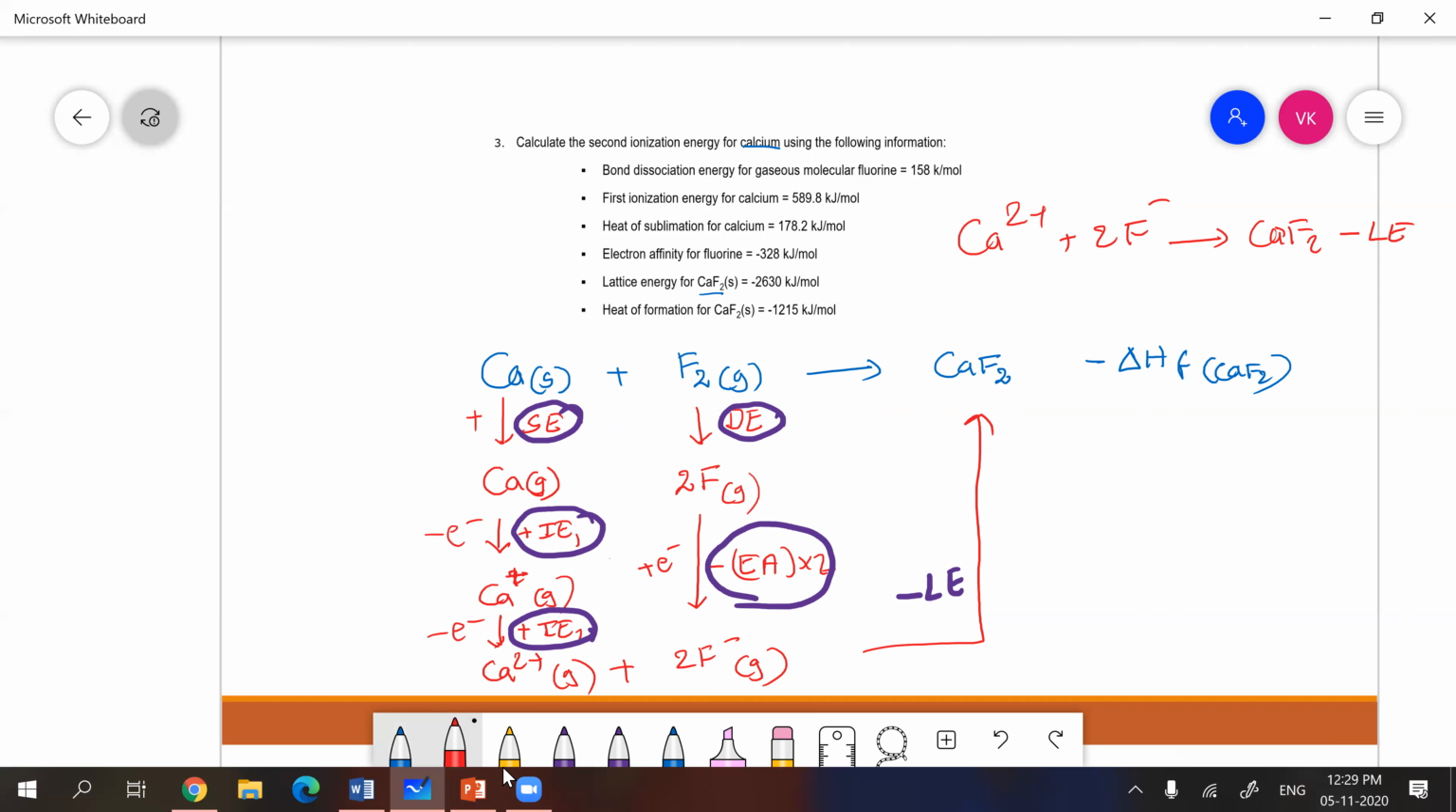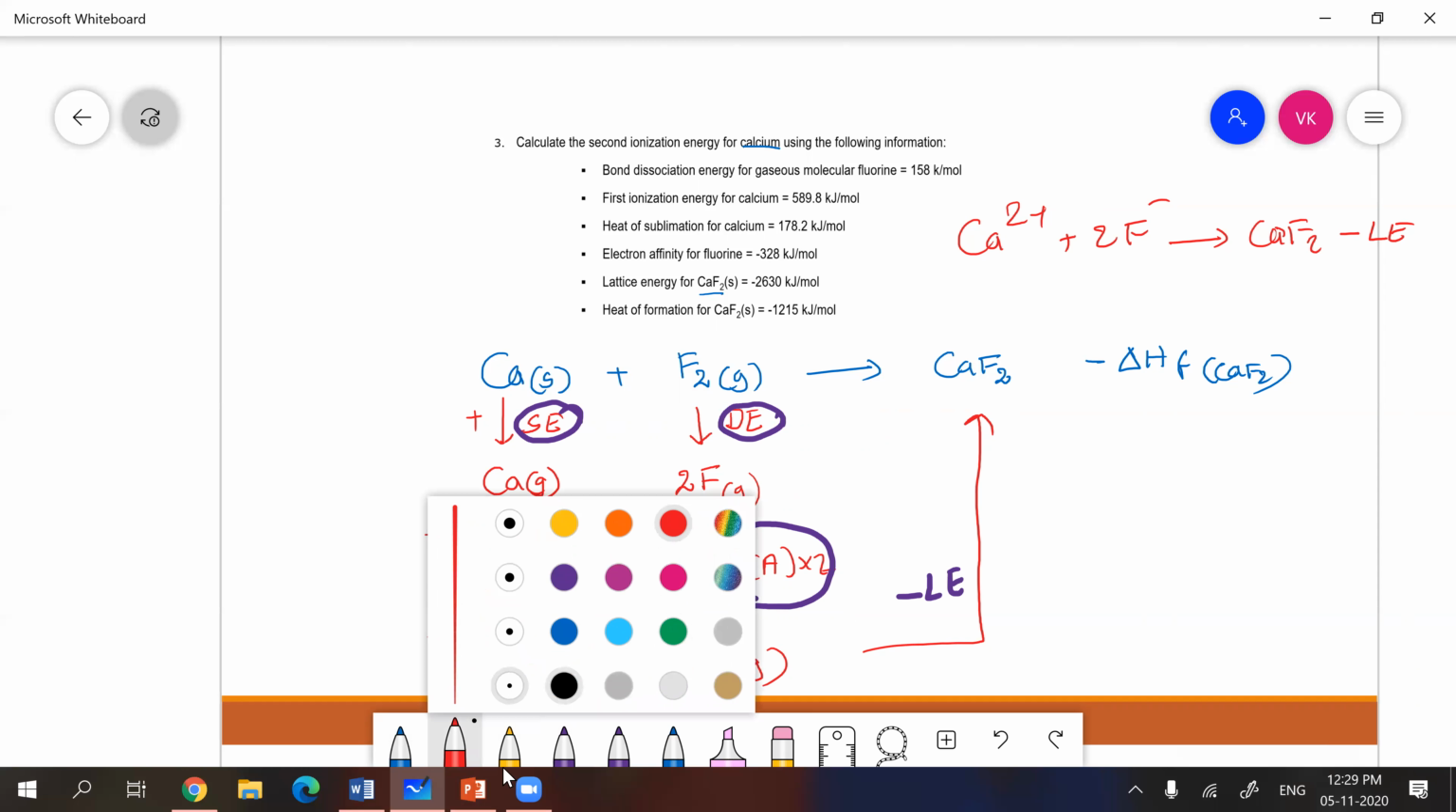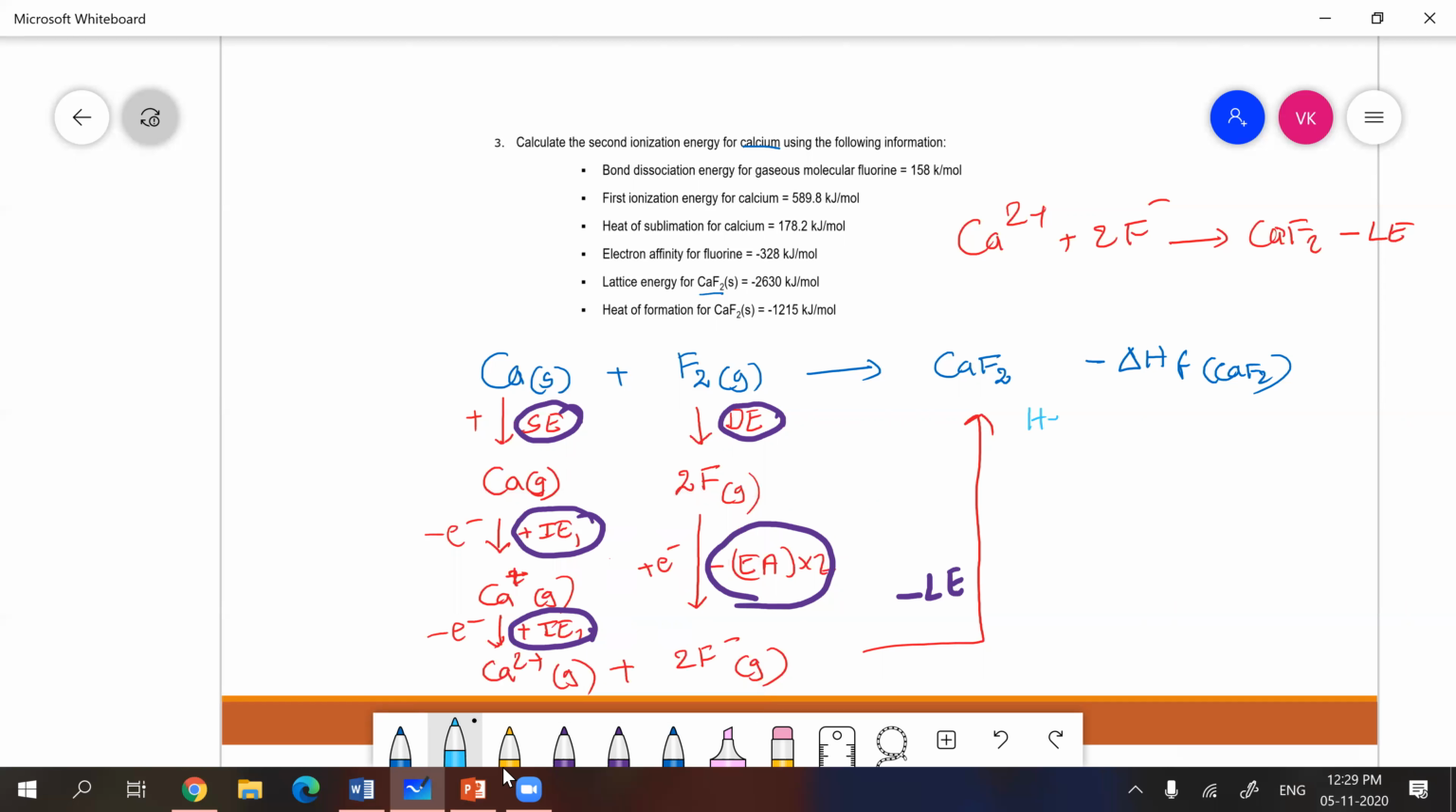Now let us write the equation first. Use Hess law and equate both the parameters. According to Hess law, whether the reaction takes place either in this way or in this way, the energy released in both the cases is the same. So let's equate both. In this case, the energy released is called heat of formation of calcium fluoride. That is equal to how much energy is involved in this. We need to add all those things.